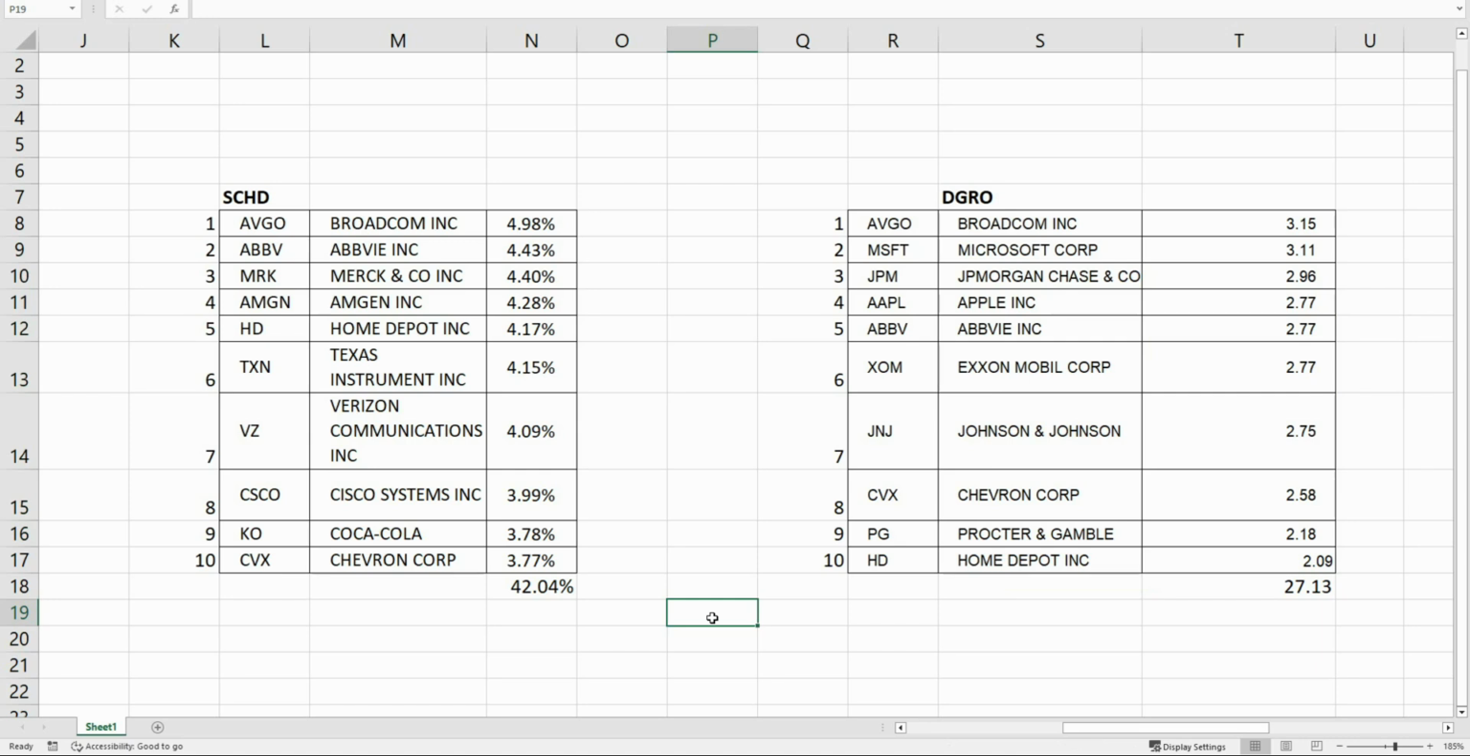SCHD is a much more concentrated ETF than DGRO. It focuses on a much more narrow selection of stocks. Now, you do see, of course, high quality stocks in each, but again, you're just not going to hit all the points of DGRO. You're going to see a lot more of the overall market in DGRO compared to SCHD.